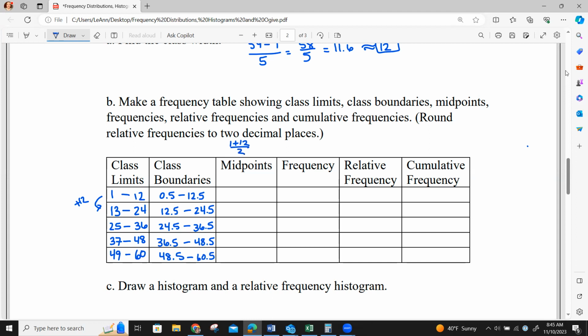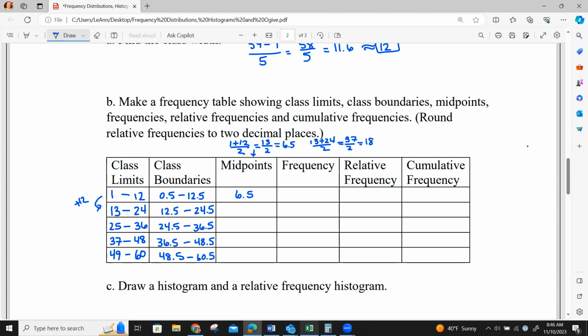To find your midpoint, you can add your lower class limit and upper class limit together and divide by 2. So 1 plus 12 is 13, divided by 2 is going to be 6.5. So that would be the midpoint for this group. If we do another one, 13 plus 24 divided by 2, that'll be 37 divided by 2. That's going to be 18.5.